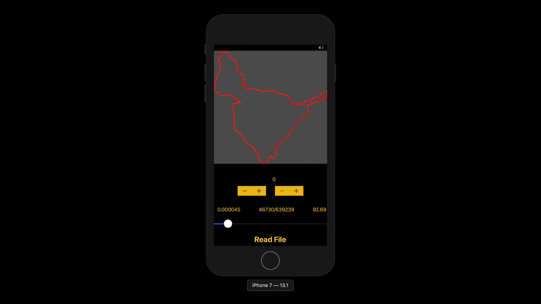By trial and error, I found that an epsilon of 0.000045 represents a deviance of only 16 feet and retains 46,730 points, a reduction of 93%. This may still not be large enough of a reduction for the 3D rotation app to process smoothly, but it's now a trade-off between performance and high fidelity.